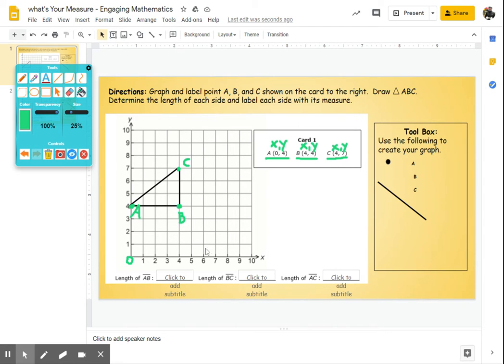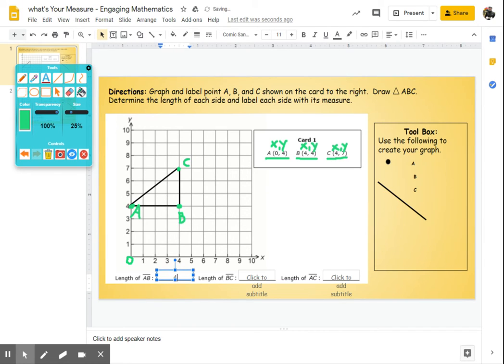I have the length of line BC, and then I have the length of line AC. All right. So for the first one, for the length of line AB, since AB is horizontal, since it goes from left to right, all I need to do is count the number of units it takes me to get from point A to point B. If I start at A and I go to B, I'm going to go over 1, 2, 3, 4 units. So I'm going to put a 4 right here.